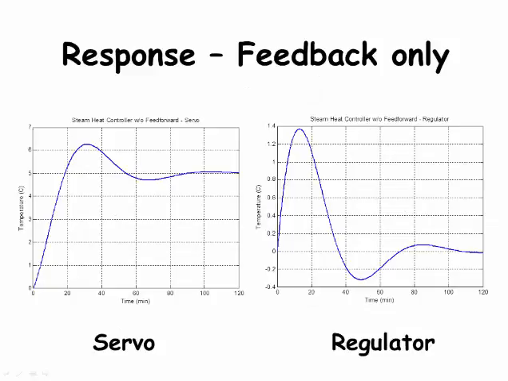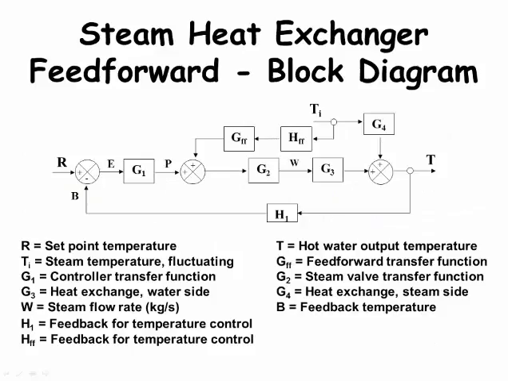Here are two graphs of the time-dependent steam heat exchanger response with feedback control only. The left graph is the servo problem response, and the right graph is the regulator problem response. In both cases, the magnitude of the step change was 5 degrees Celsius. For the servo problem, the set point was changed by plus 5 degrees Celsius. For the regulator problem, the inlet water temperature was increased by 5 degrees Celsius, and it took over 60 minutes for the responses to settle down. So let's see what happens if we add feed-forward control.